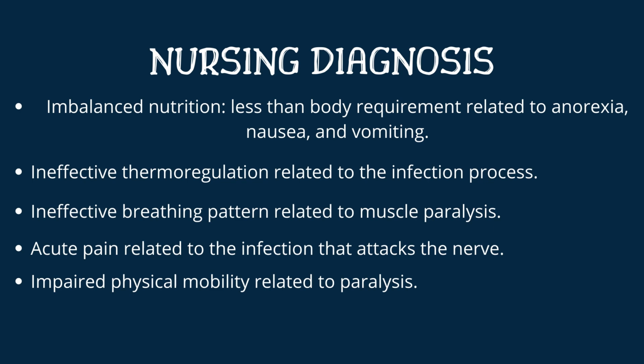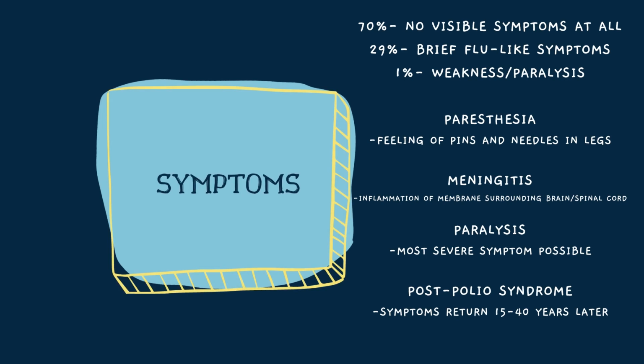Nursing diagnoses of poliomyelitis include imbalanced nutrition, less than body requirement related to anorexia, nausea, and vomiting; ineffective thermoregulation related to the infection process; ineffective breathing pattern related to muscle paralysis; acute pain related to the infection that attacks the nerve; and impaired physical mobility related to paralysis.